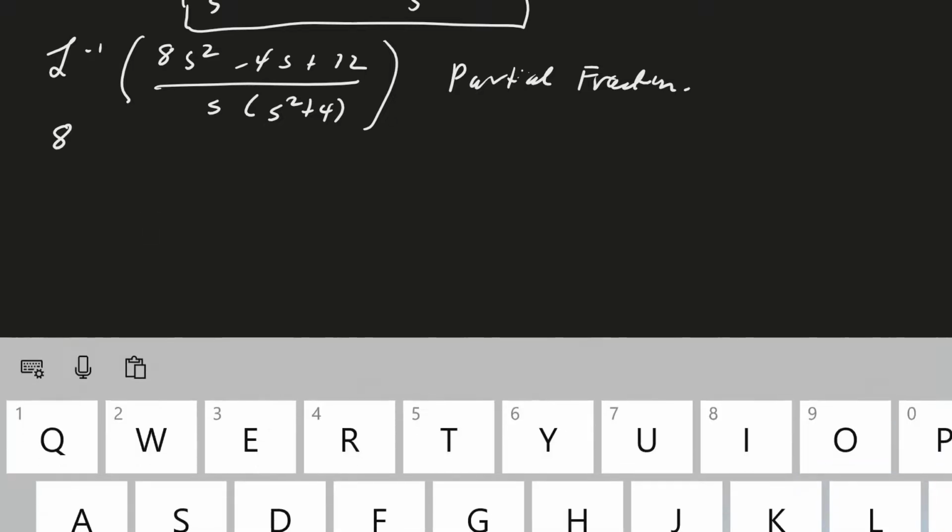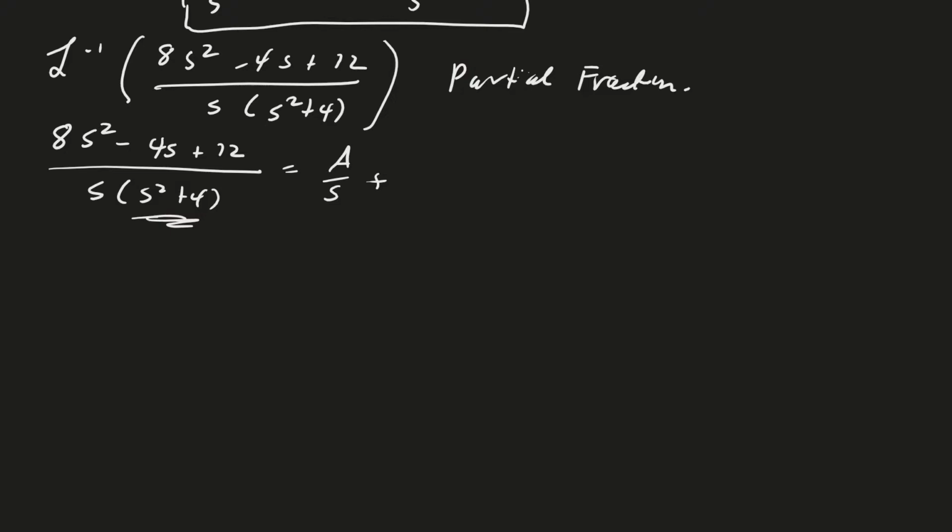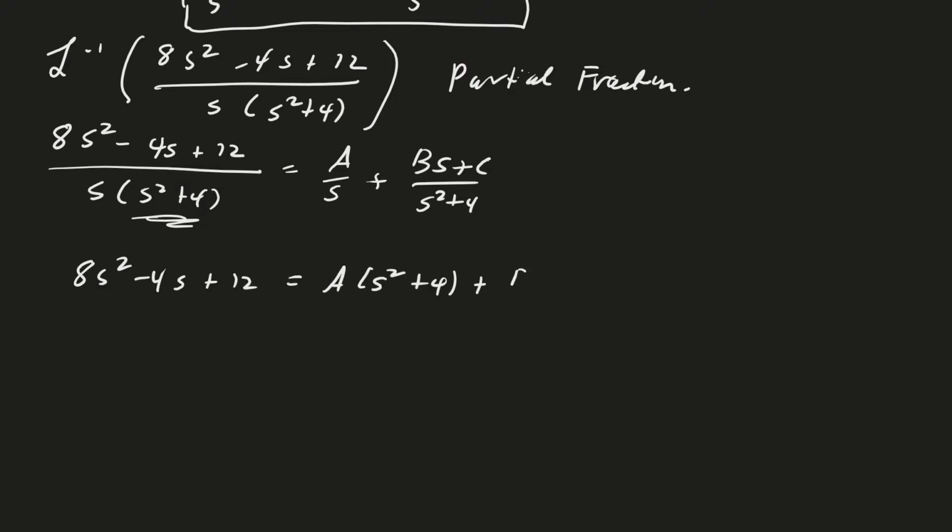And so we have 8s squared minus 4s plus 12 divided by s times s squared plus 4. Do we remember how to do the partial fractions for this? We have a over s plus, and then this is an irreducible quadratic, so that's bs plus c over s squared plus 4. Good. Clear the denominators, and so we get a times s squared plus 4 plus bs plus c times s.